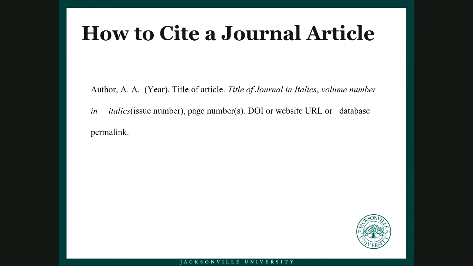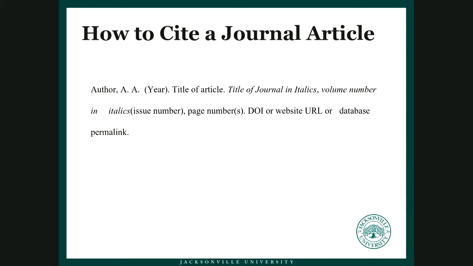So what we're going to have here for the journal article is the author's last name, comma, first initial, period, middle initial, period. Then we've got our year in parentheses, then a period. Then we have the title of our article. Remember, that's in sentence case, so we're only capitalizing the first letter of the first word, and any proper nouns. And then we've got the name of the journal in italics. Then we've got the volume number in italics, issue number.